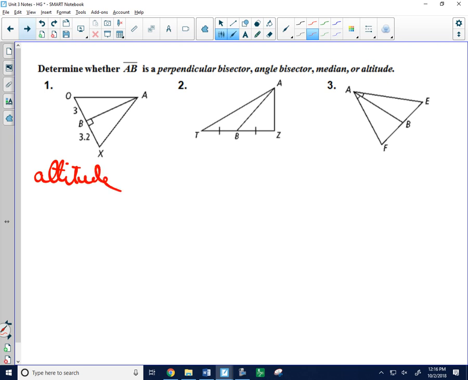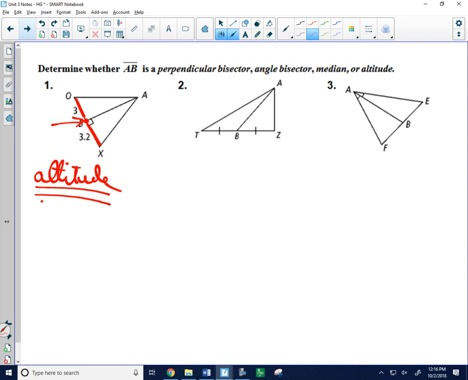I bet some of you put perpendicular bisector. That's what I found earlier. Because you see the word perpendicular and you see the right angle, so you're probably like, oh, it's perpendicular. But this one's 3 and that one's 3.2. So that right there is not a midpoint. And if it's not a midpoint, it's not bisected. So mixed review on that one. But yes, Madison, good job. It is an altitude. Just height, starts at a vertex, goes straight down.